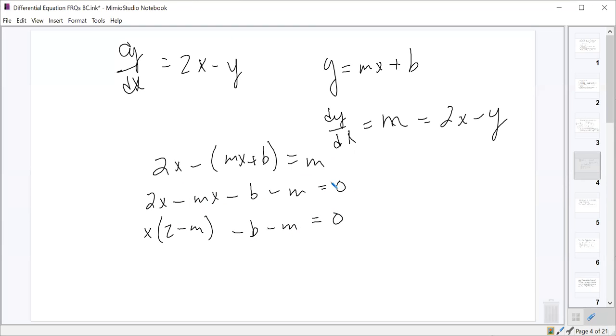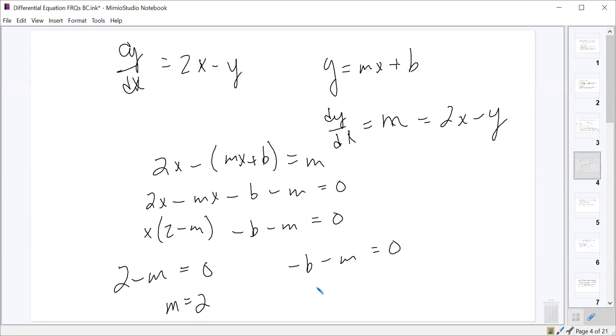And just like when we do our partial fraction decomposition stuff, we say how many x's are there on this side? Well, there are 2 minus m x's. So 2 minus m needs to equal 0 because there are 0 x's over here. And negative b minus m also needs to equal 0 because the constant on this side is negative b minus m and the constant on this side is 0. So this tells us that m equals 2.